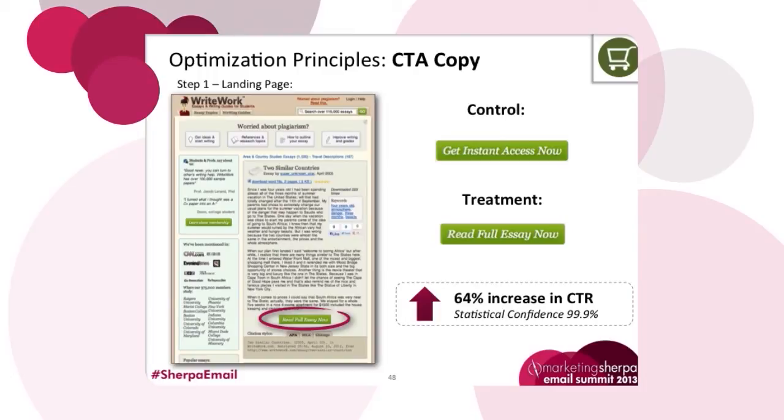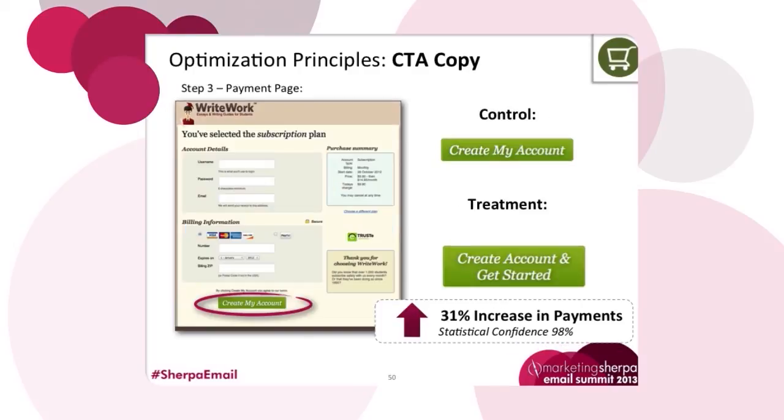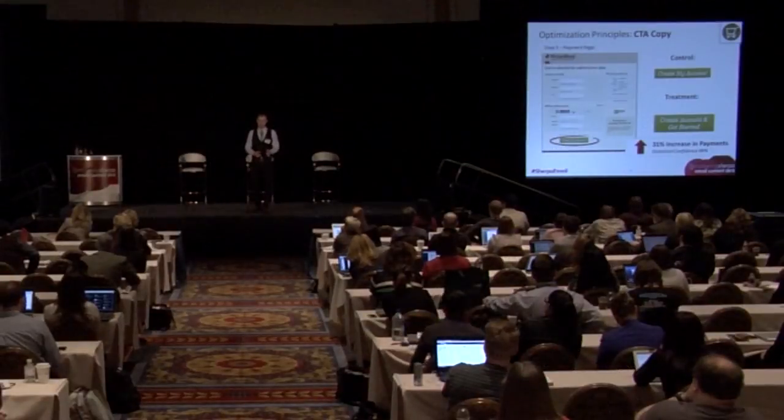It's positive, it's talking about what you're going to get. But again, it's not relevant. What you want to do is read the full essay. So we changed it to read the full essay and tested it. We saw a 64% increase in click-through. And on the next step, again, we knew that urgency is a benefit on this particular website, so we changed it from choose plan to get started, and we saw an increase in click-through of almost 12%. And on the final page, I showed you this example before, we saw a significant lift in payments on the final step just by tweaking the copy.